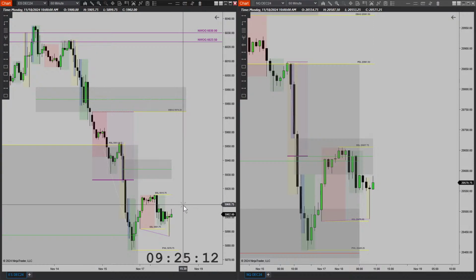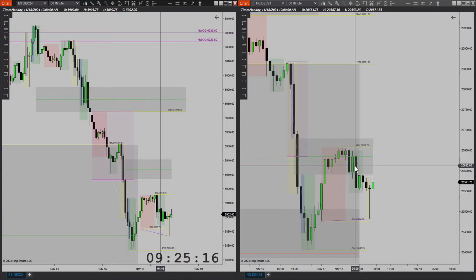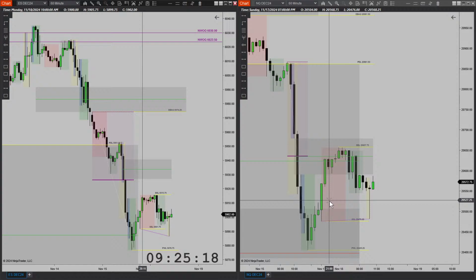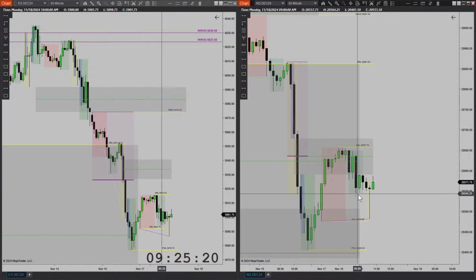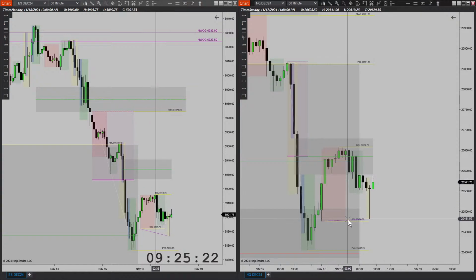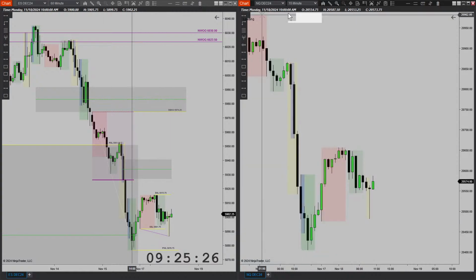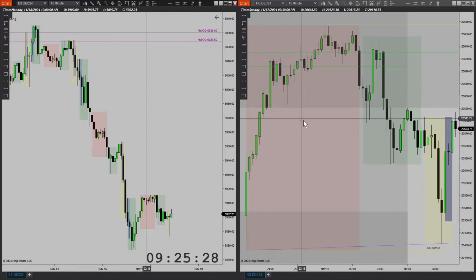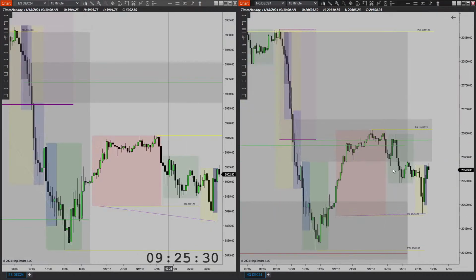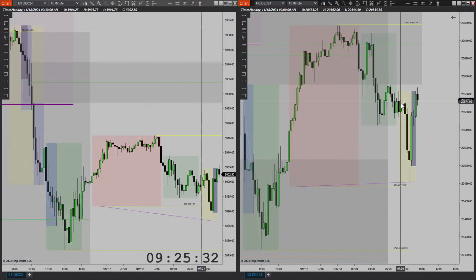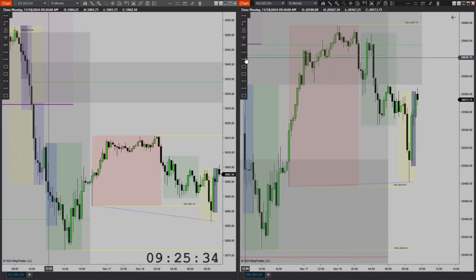We do have an imbalance here, but I don't anticipate this imbalance holding. There's no imbalance here. Again, we haven't swept sell side on ES just yet, on NQ just yet. Let's take a look at the 15-minute. On the 15-minute, we do have a reversal pattern. We have change in the state of delivery here.